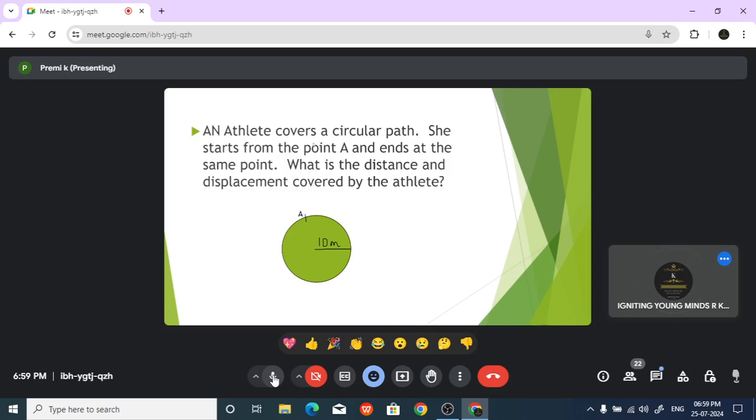How did you get 62.8? You tell me. The distance traveled is nothing but the circumference of the circle. That is 2 pi r. So 2 pi r, all of you please calculate what is 2 pi r and come out with the answer.